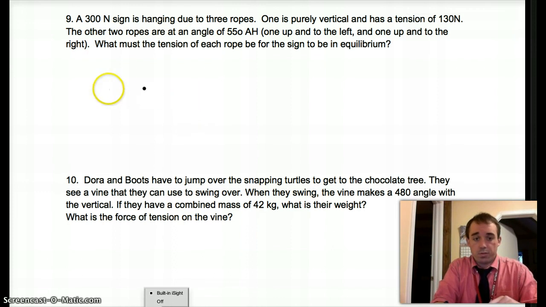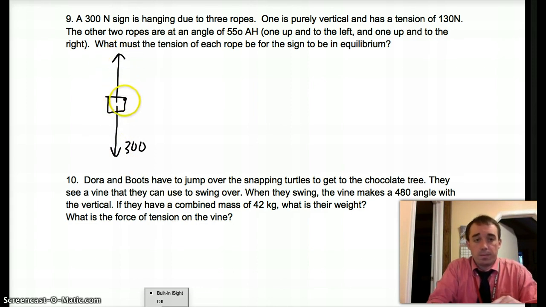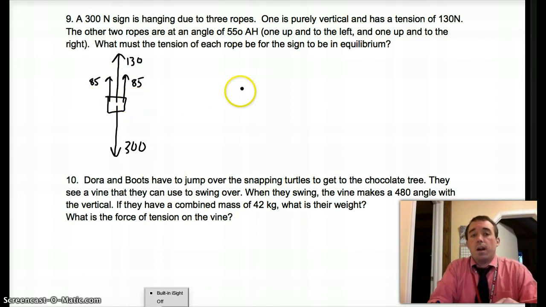So let me redraw now that we have that, because it's a little sketchy here. Just trying to zoom in a little bit. Here's our sign again. We had a 300. These are all tension forces, so I'm just going to drop all the labels. We had one which was the 130 given, and then we have 2 which are equal length of 85. Alright, so just going to zoom in on one of these 85 because they're part of the triangle.